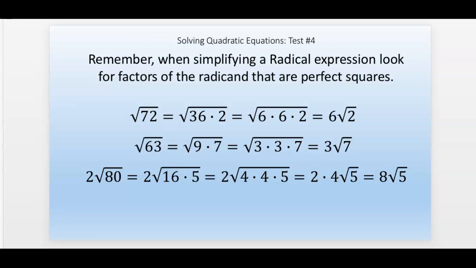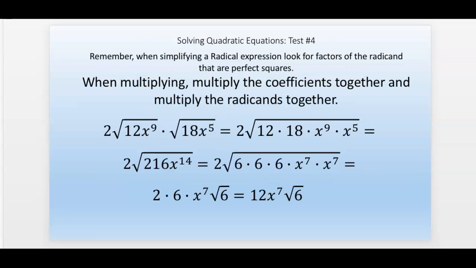Also remember, going back a little bit, how to simplify a radical expression. Look for factors underneath the square root sign. That's called the radicand. Look for factors of the radicand that are perfect squares, and use the multiplication property of square roots.